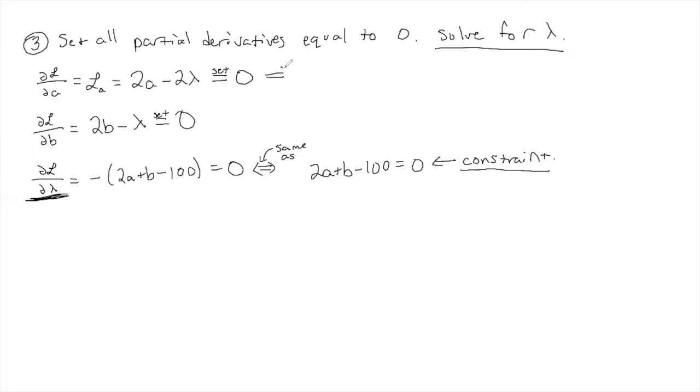So let's solve for lambda. This implies that 2a equals 2 lambda, which implies that, of course, lambda equals a. And over here, I simply get lambda equals 2b.